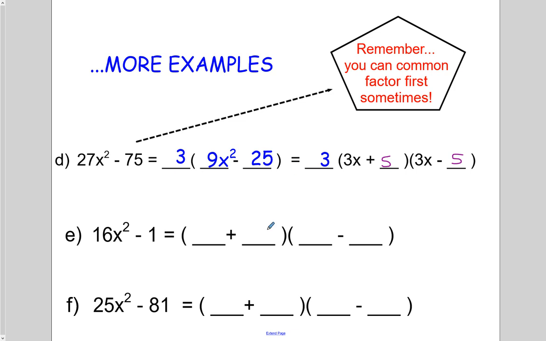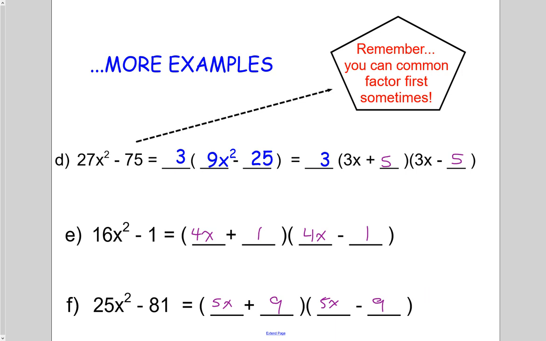Okay, here we go. So I'm going to say square root of 16x squared is 4x. Square root of 1 is 1. Our next one, square root of 25x squared is 5x. Square root of 81 is 9. And we're done. Okay, so that is difference of squares. That's our first special case.